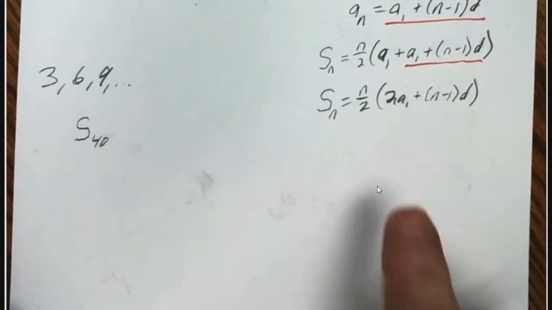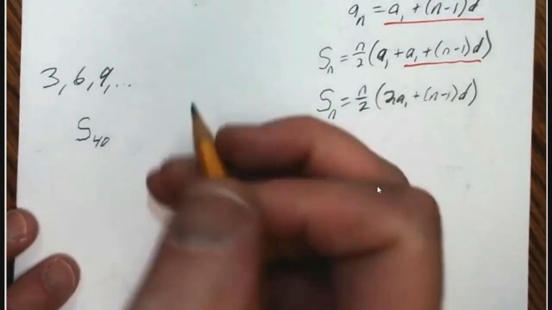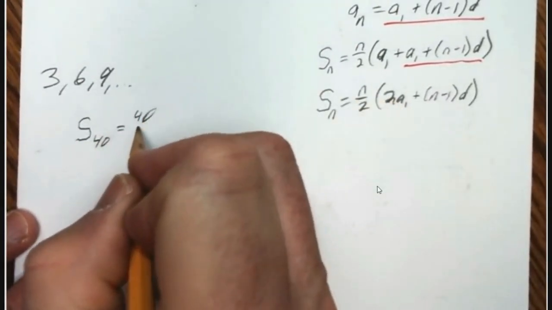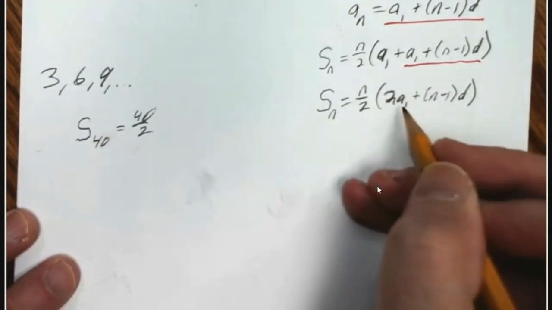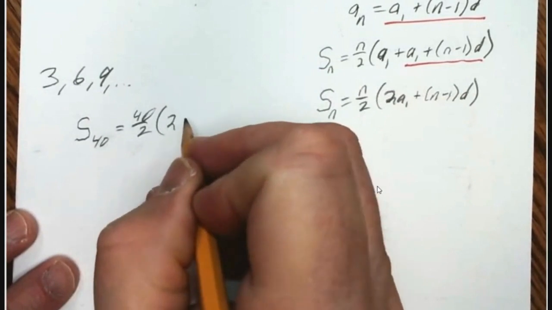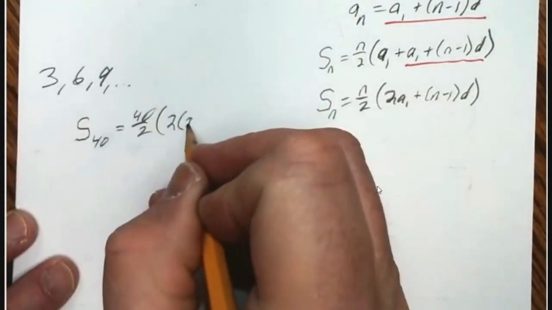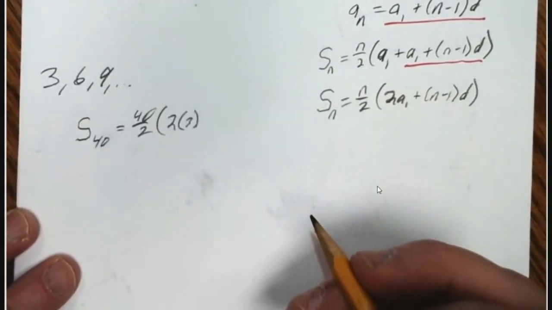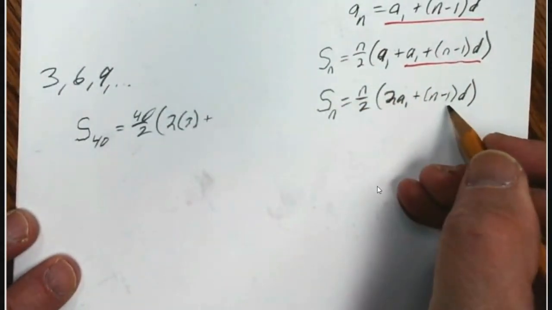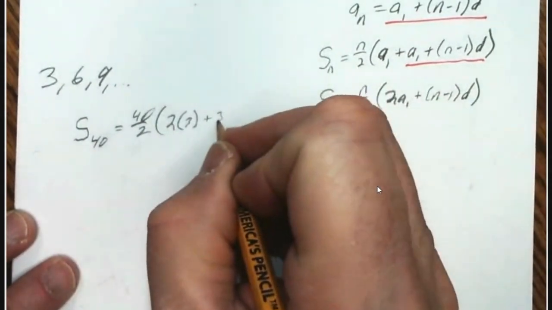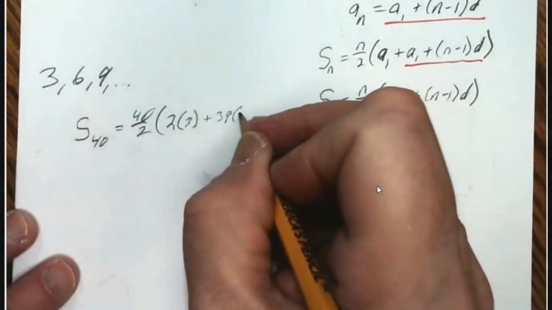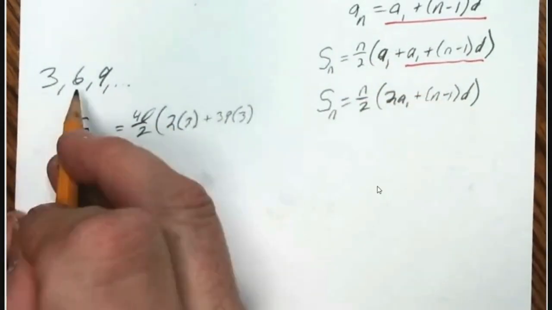So on this one, we can take n divided by 2, 40 divided by 2, times 2 times the first term. 2 times 3 is our first term, plus n minus 1. That would be 39 times the common difference. 3, 6, 9. So our common difference is 3. It's going up plus 3 each time.